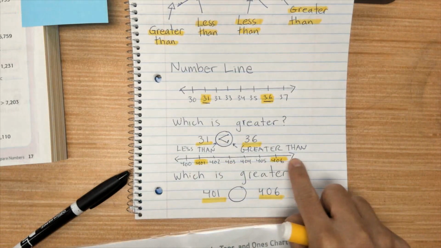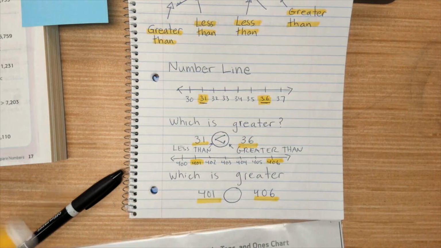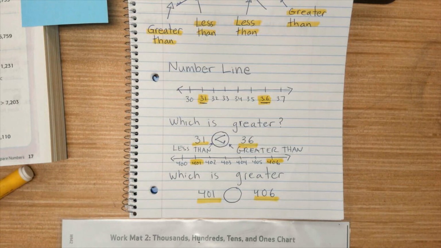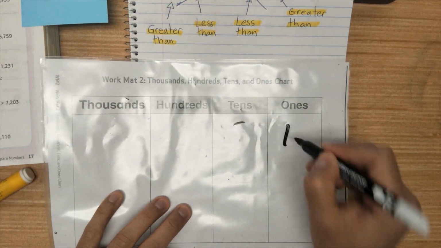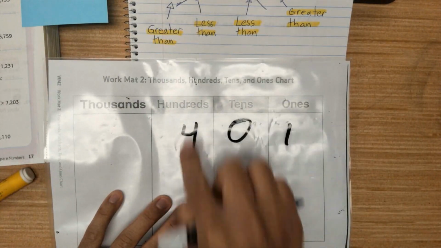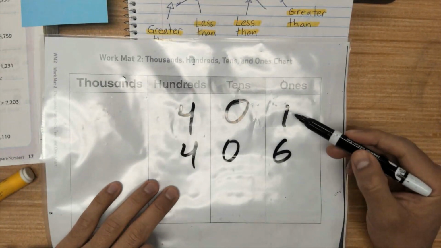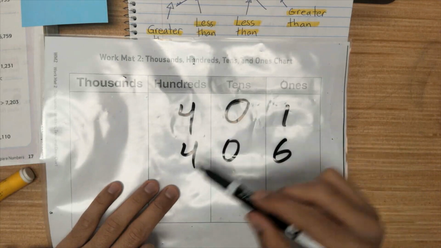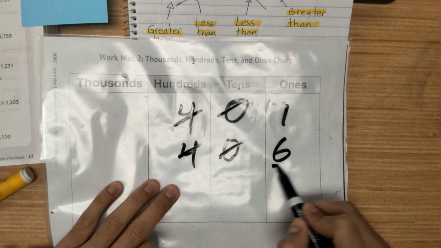If the number keeps going towards the right, it's greater. If it goes to the left, it's less. So I look at the number one more time. Start with the first number. 1 one, 0 tens, 400s. Next number is 406. 6 ones, 1 one, 0 tens, 400s, 400s. It's the same in every other way except this one. This one's greater.